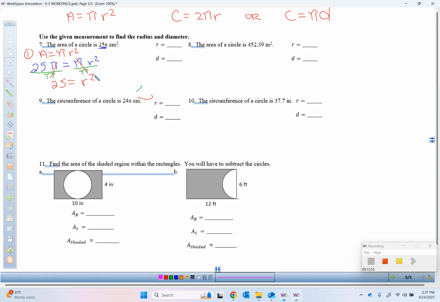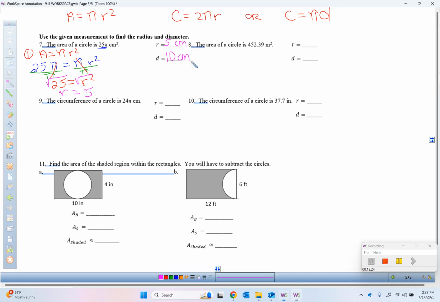Now, if you remember, the next step to get r by itself is getting rid of the square, and you do that by taking the square root. So I'm left with r equals the square root of 25, which is 5. So my r over here is 5 centimeters. And if you remember, we said the diameter is twice the radius. So that would make my diameter 10 centimeters.